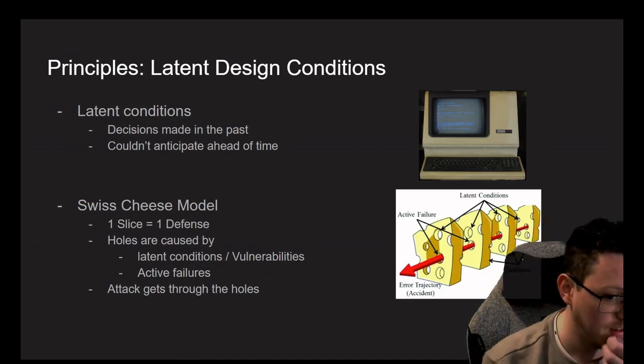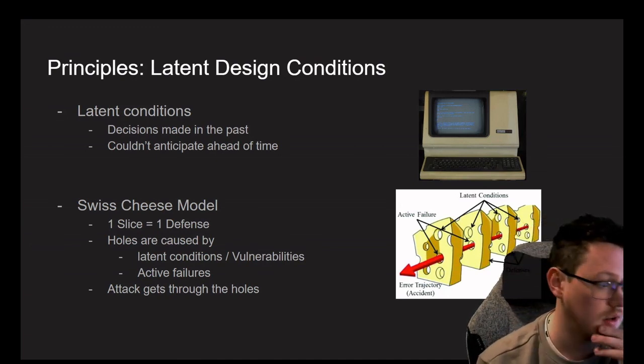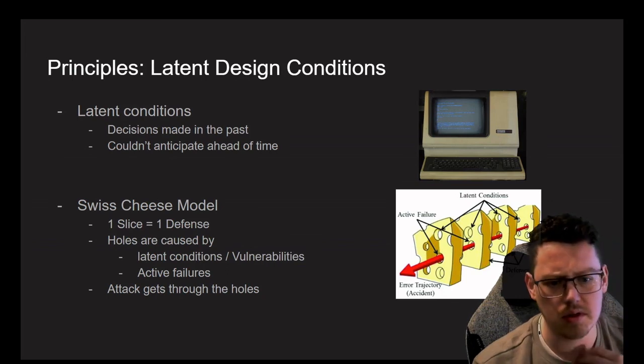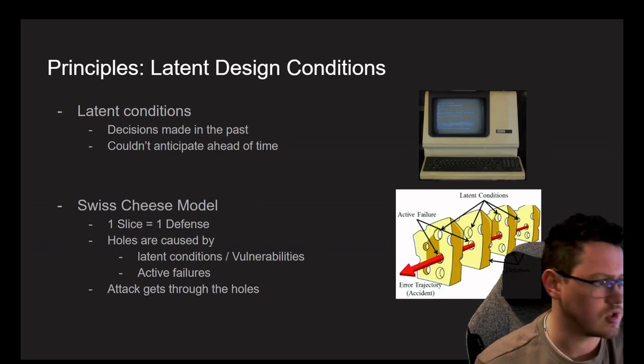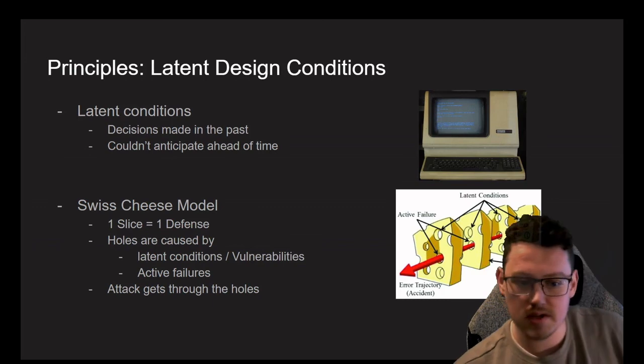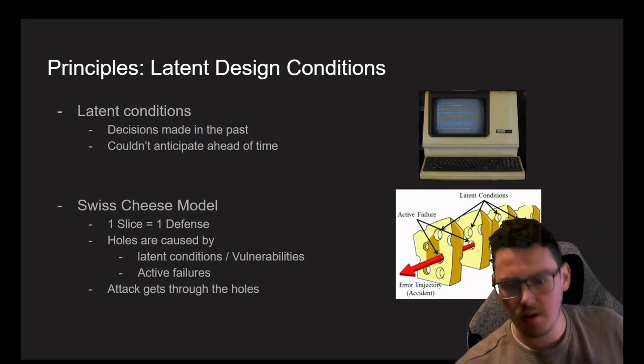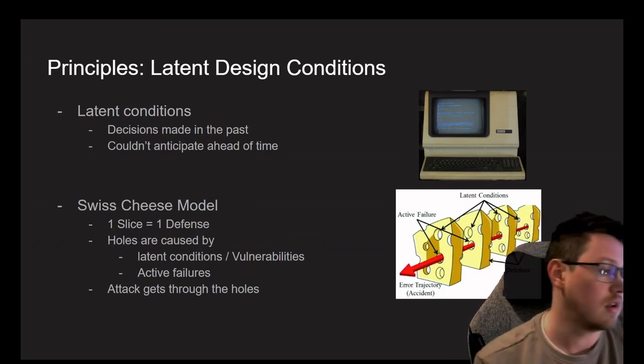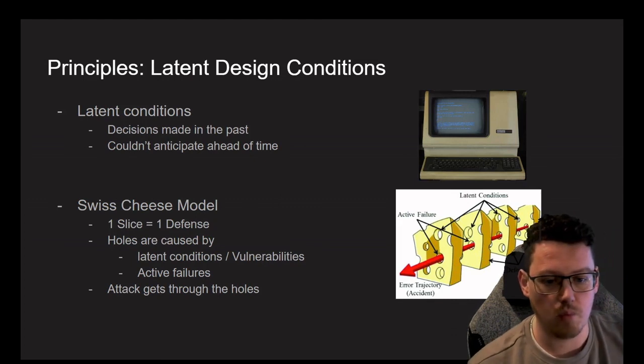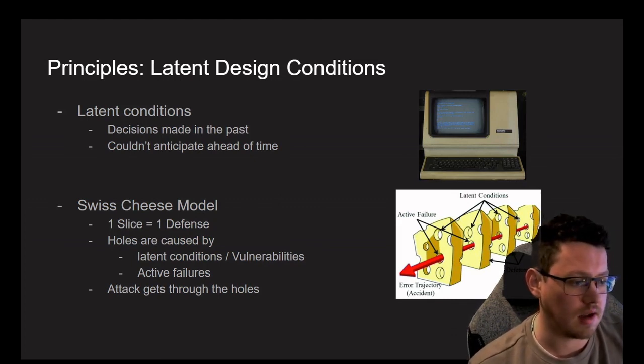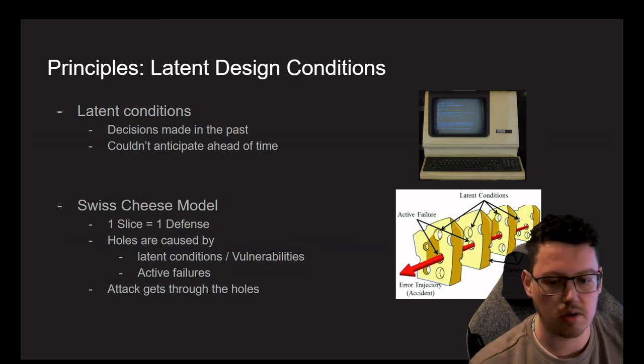You can also look at it from a higher level. So you can think of each slice as, for example, physical security, then security policy, network security, and software security. So it's quite a useful way of thinking about what an attacker has to get past and how they've managed to get through all of these lines of defenses in order to actually cause a security incident.